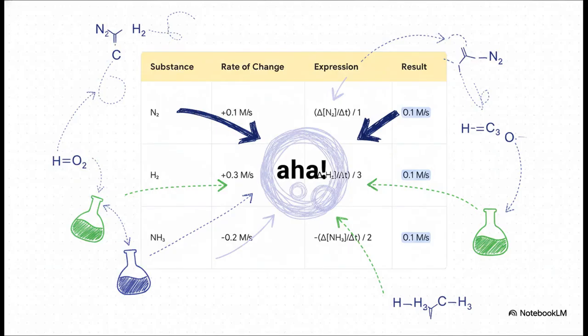Okay, this right here, this is the big aha moment. Look at this. For nitrogen, we take its rate of 0.1, we divide by its coefficient of 1, and we get 0.1. Okay, no surprise. Now for hydrogen, we take its faster rate, 0.3, and divide by its coefficient of 3, and what do we get? 0.1 again. And for ammonia, we take its rate, negative 0.2, we make it positive, and then divide by its coefficient of 2, and once again, we get 0.1 molar per second. No matter which chemical we measure, the rate expression gives us the exact same unified rate of reaction.